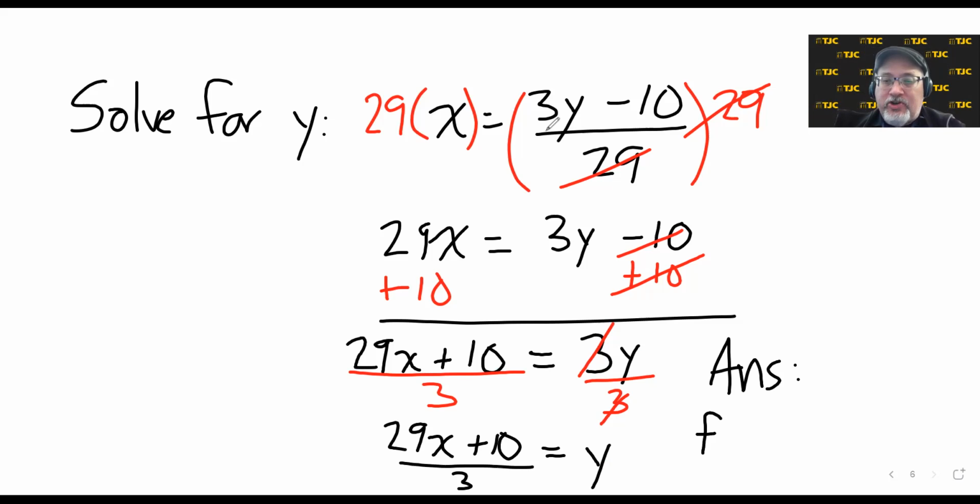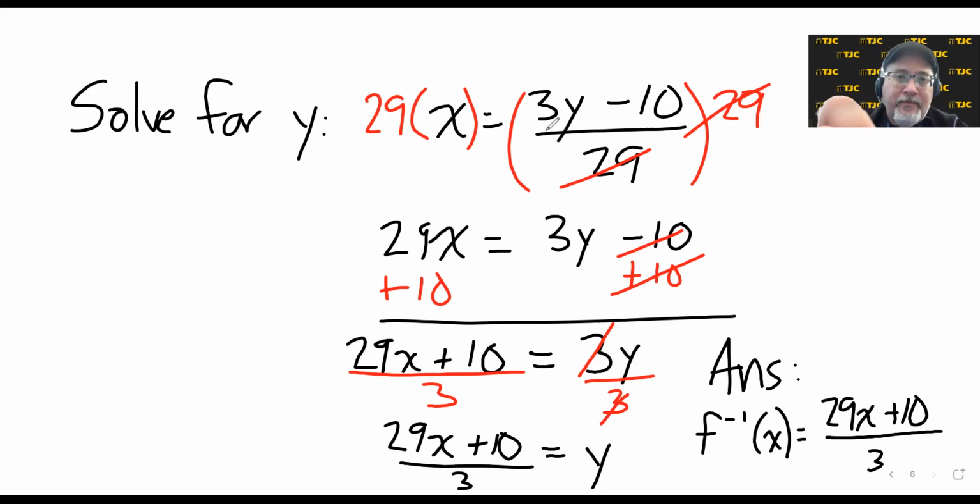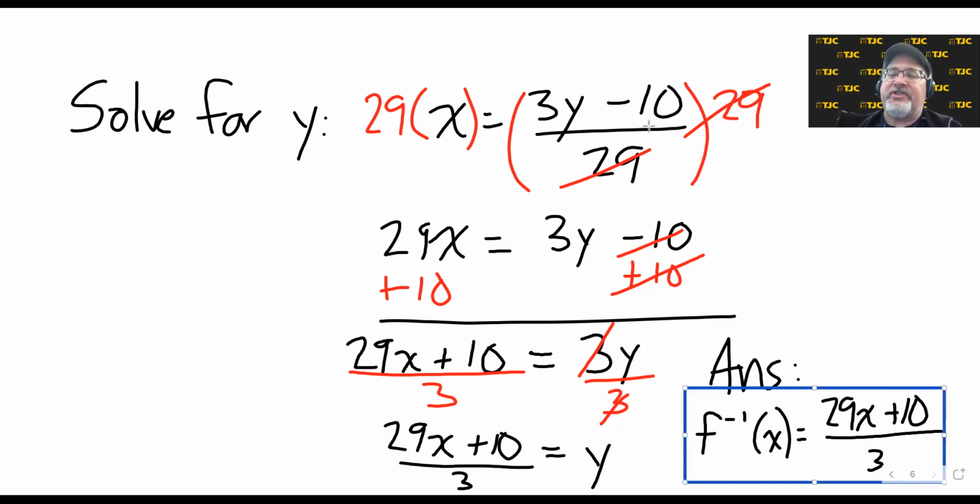is the inverse function, a big fraction with 29x plus 10 on the top and 3 on the bottom. There's our inverse function. We could verify that this has the same domain as the original function's range and vice versa. And we could do the composition in both directions, but I promise you it will get the job done.